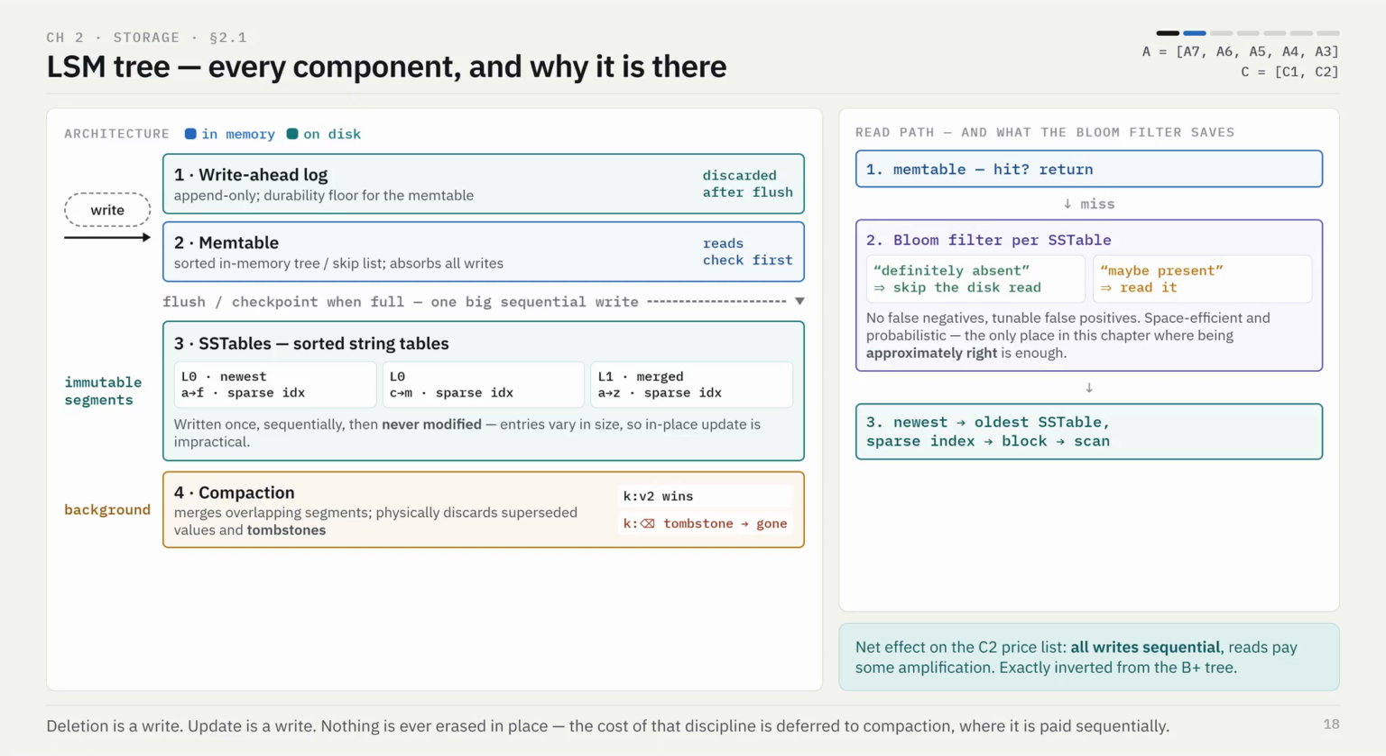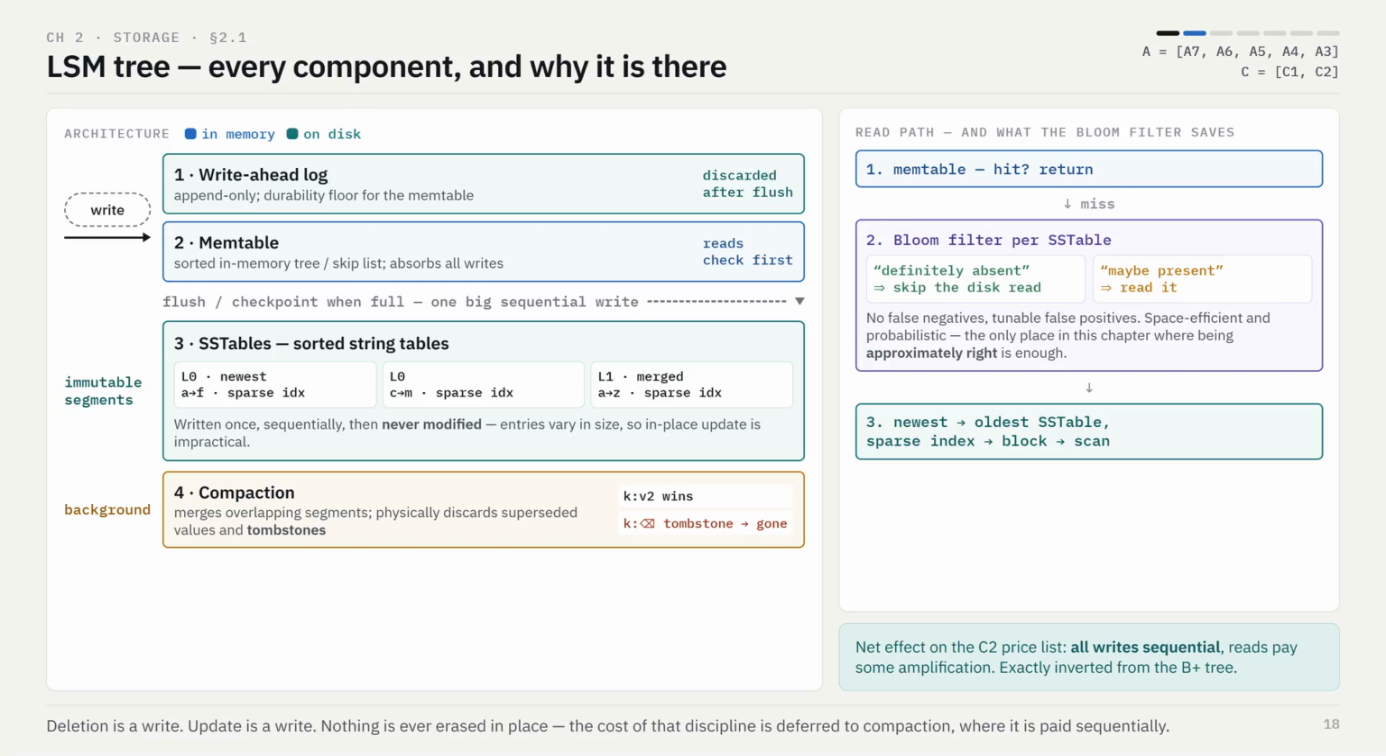Now, the defining characteristic of the LSM tree approach, and the reason all of those pieces are shaped the way they are: segment files are written once, sequentially, and are thereafter treated as immutable. Since encoded key-value entries also vary in size, true in-place updates are impractical anyway. So updates are instead appended as new entries. Deletions are recorded as tombstones. A deletion is itself a write, and superseded or tombstone entries are physically discarded during background compaction, which merges overlapping segments and keeps both the read path and the space overhead bounded. Nothing is ever erased in place.